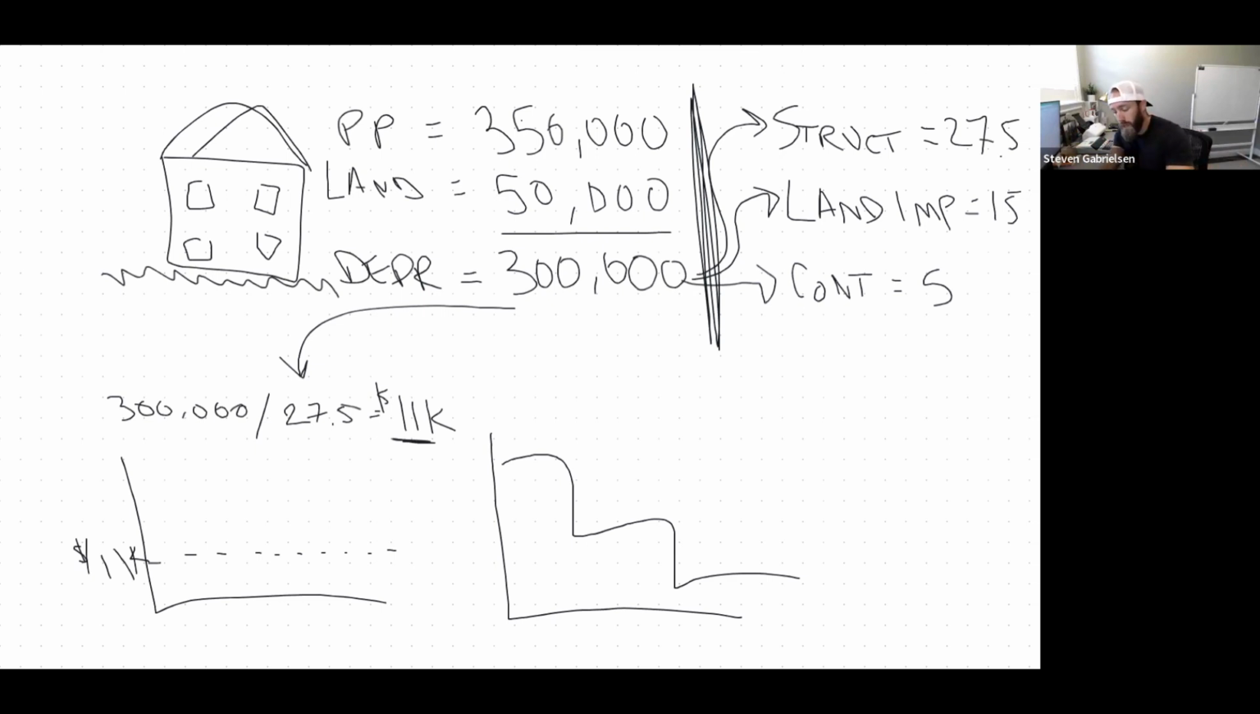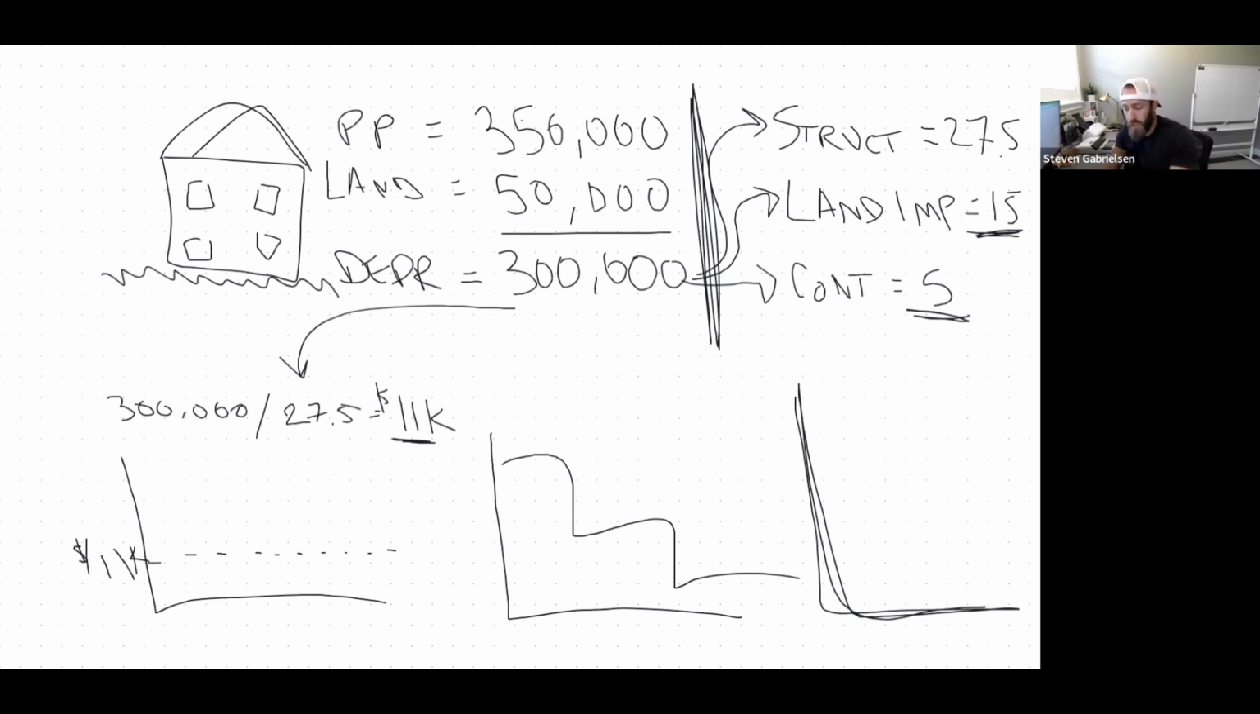But where the big kicker comes with the cost segregation study is, now that you've reduced this to 15 years and we reduced this to 5 years, our 15-year assets and our 5-year assets actually qualify for what's called bonus depreciation, which is an accelerated method of depreciation. What that does is it allows us to fully deduct our land improvements and fully deduct our contents in the first year that we buy and place that property in service.